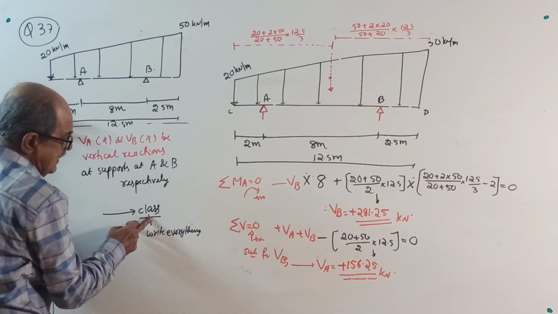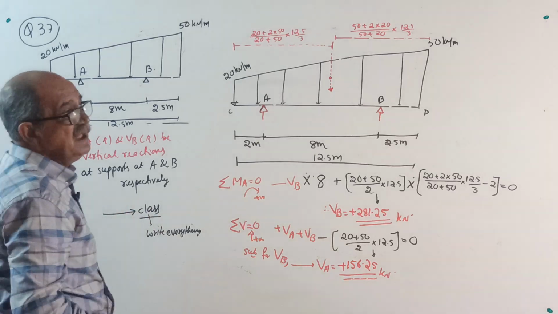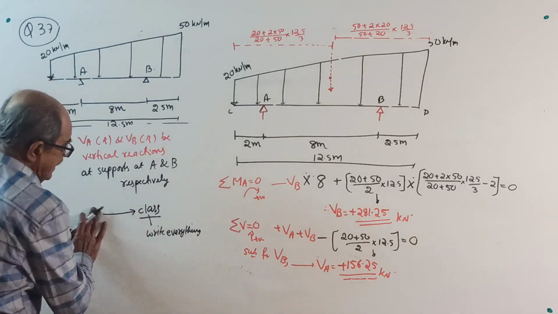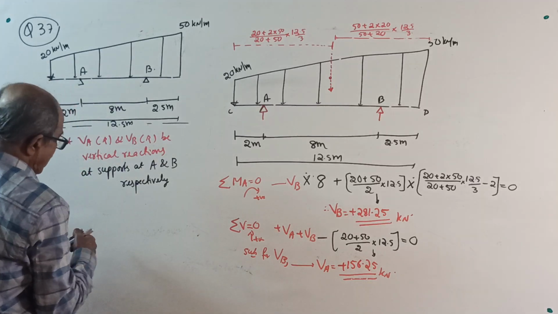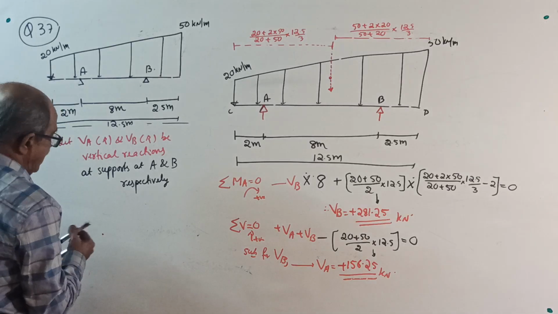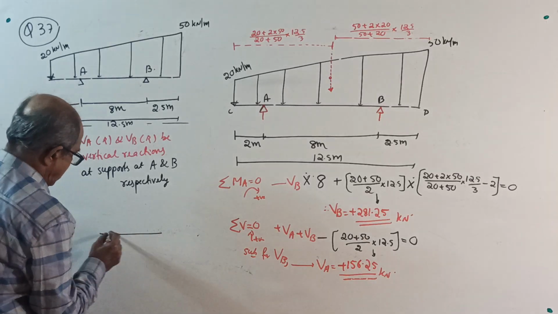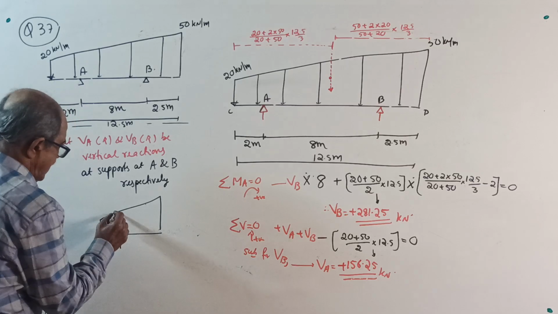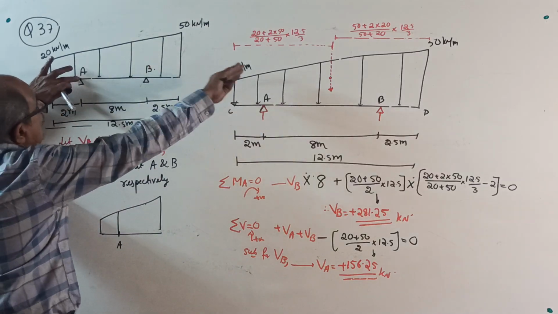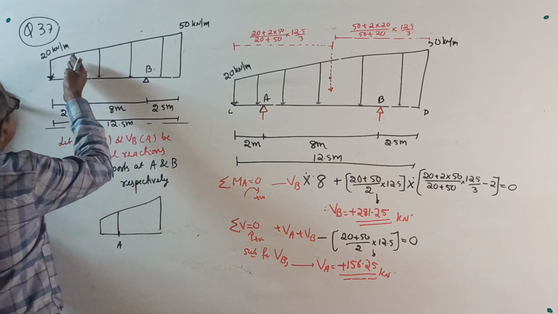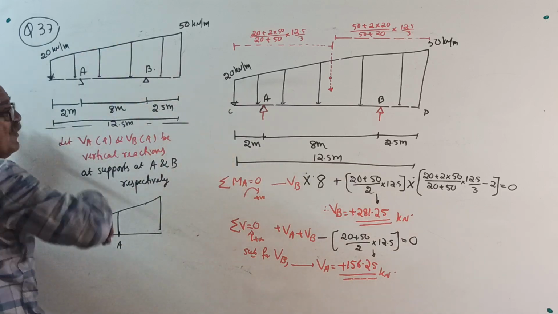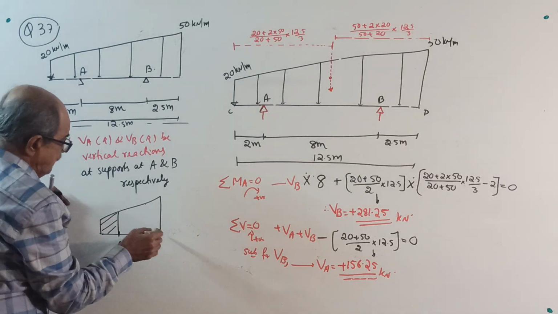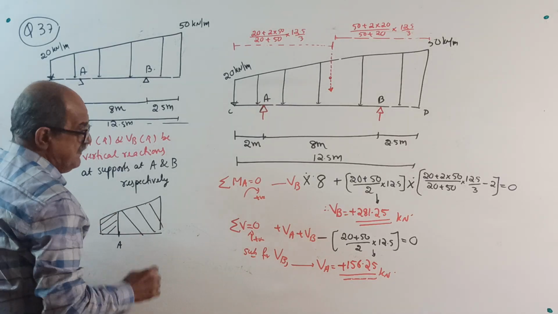Very important class, I will tell you. This time, if you take moment, you should write here. When you take moment about A, this side load will produce a clockwise moment, and this side load will produce an anti-clockwise moment. So if you split here, you get a trapezium this side and also a trapezium this side.